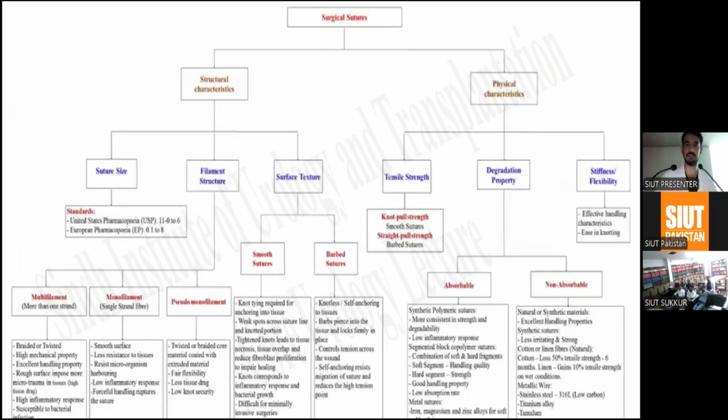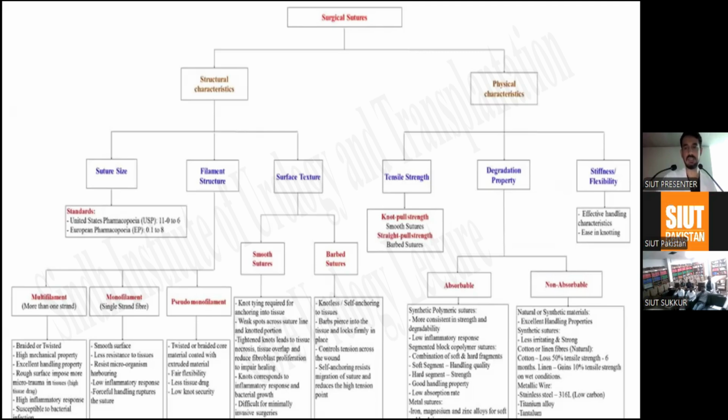So these are the suture characteristics, and these include the suture size, filament structure, surface texture, tensile strength, degradation property, and stiffness as well as flexibility. The standard sizes for the United States are 11-0 to 6, and the European are 0.1 to 8. The sutures can be multifilament, monofilament, and pseudo-monofilament. Braided sutures have higher mechanical properties and excellent handling properties, but a rough surface, more microtrauma from tissue drag, a high inflammatory response, and are susceptible to bacterial infection.